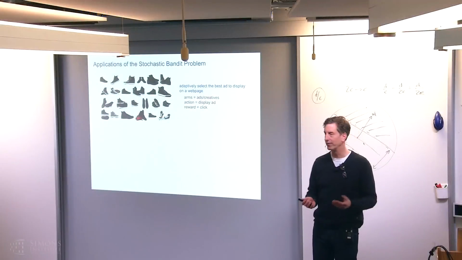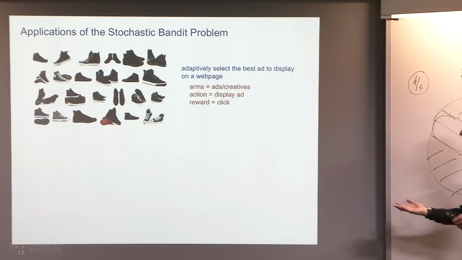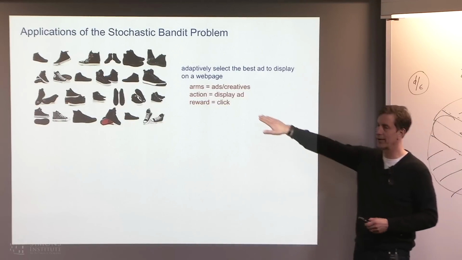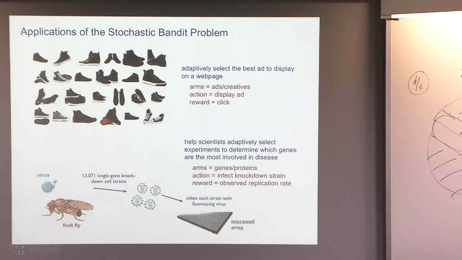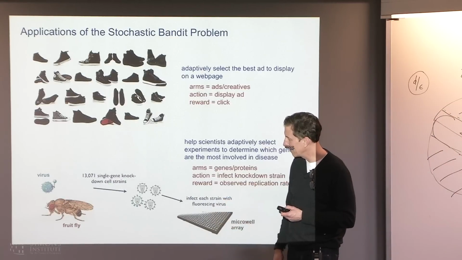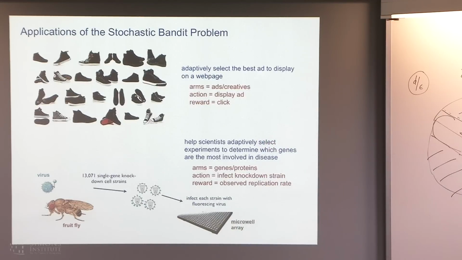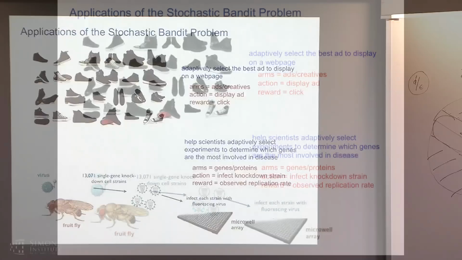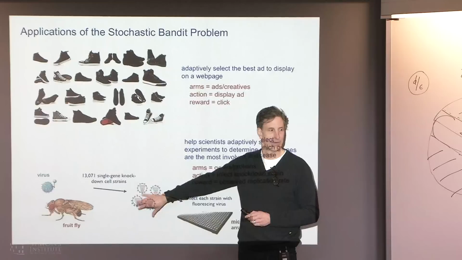Here are two examples. One is, I think, familiar to most people here, and that's displaying ads. The arms are ads, the actions are which ad to display when a customer comes to a web page, and the reward is whether or not they click. In a more scientific case, something I've worked on with people in Madison, they have 13,000 strains of fruit flies. Each cell strain is missing a single gene, and they're trying to figure out which genes are important in the process of how a virus replicates in a host organism. So each of these strains of cells is an arm.